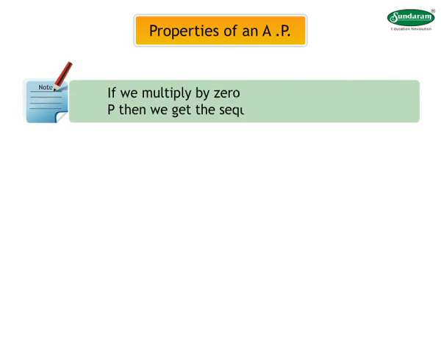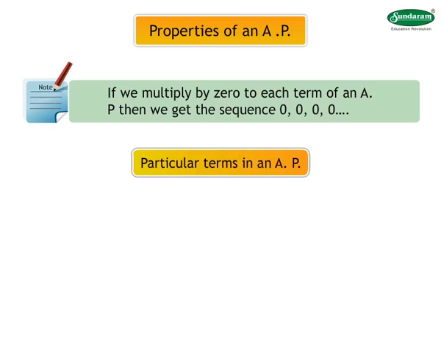Note, if we multiply each term of an AP by 0, then we get the sequence 0, 0, 0, and so on.